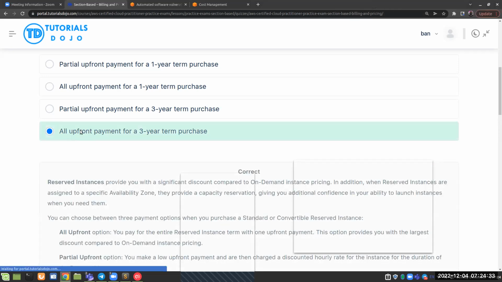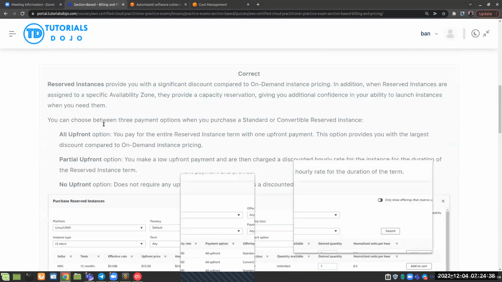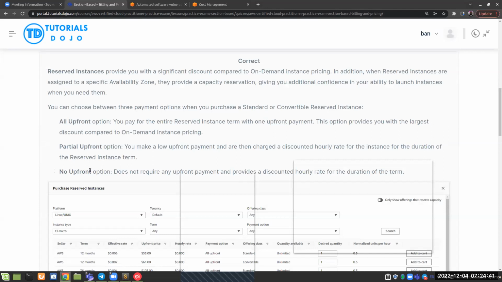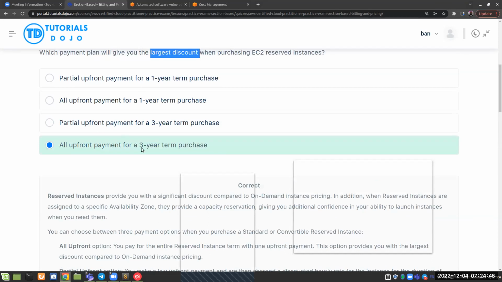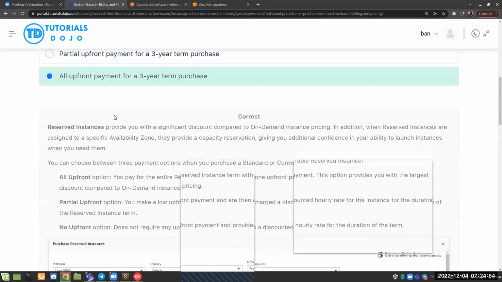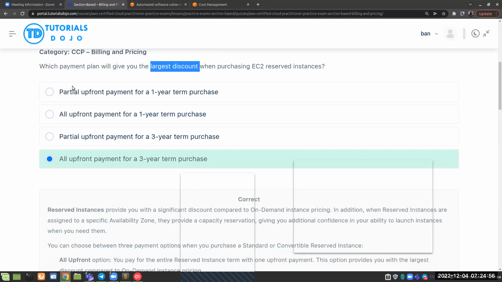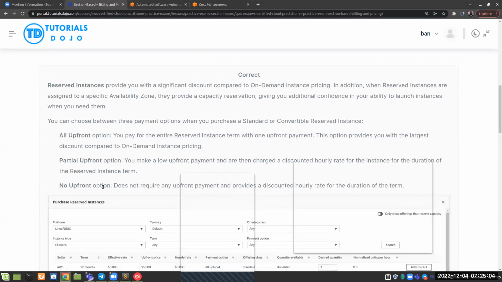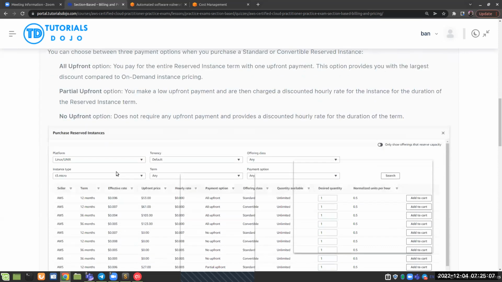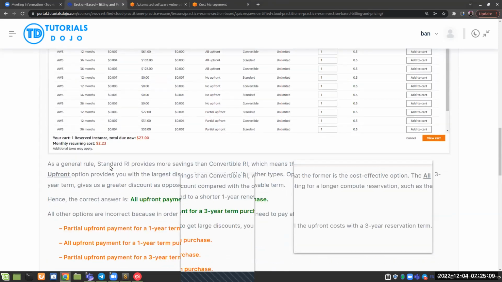So all upfront will always give you the highest discount, the largest discount. We have 3 types of payment: all upfront, partial upfront, and no upfront. All upfront will always give you the largest discount. And if you go for a 3-year term, because a 1-year term will give you a discount, the 3-year term gives you even more discount, right? Just know that partial upfront will give you a discount, but not as much as all upfront. And no upfront is just the normal kind of discount you get.